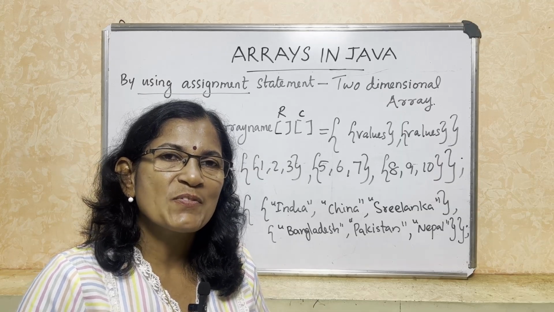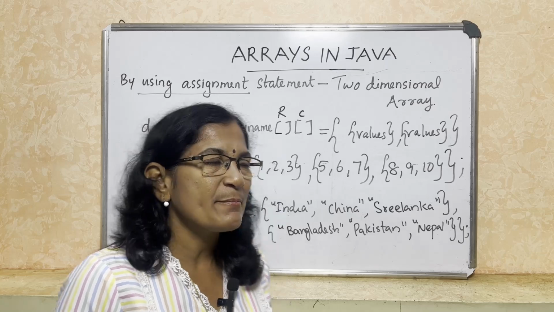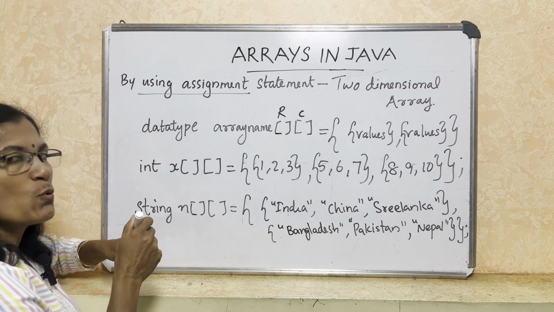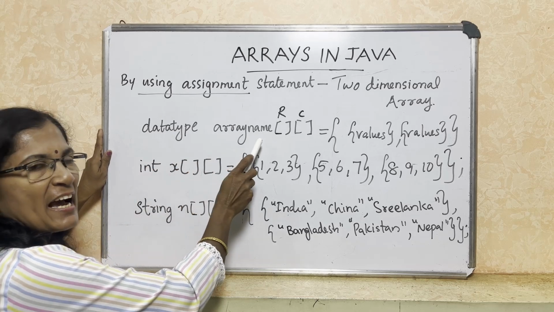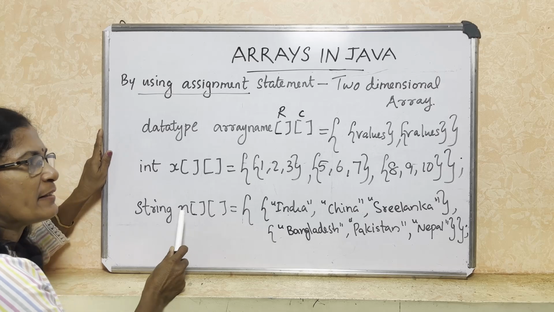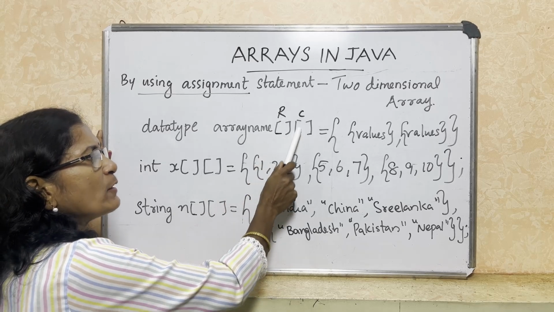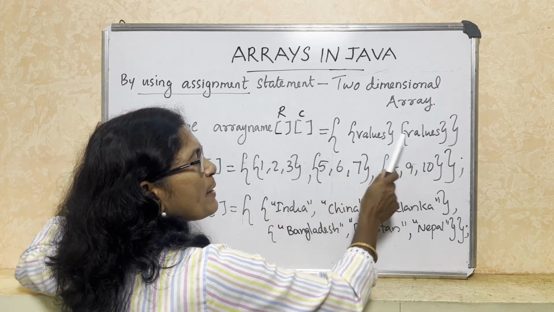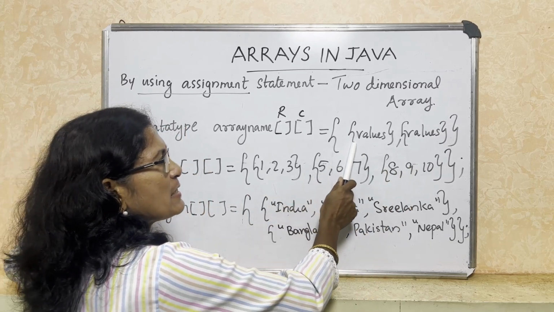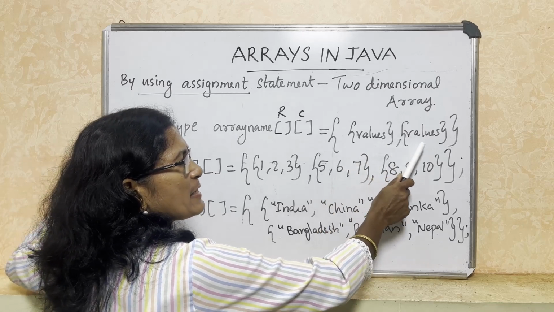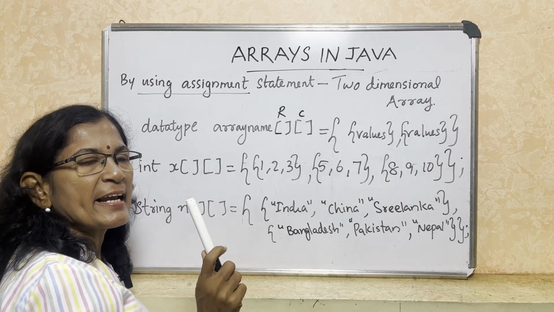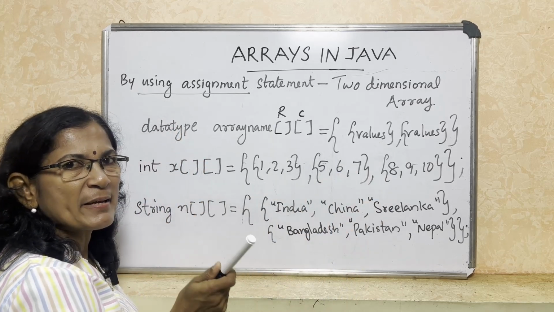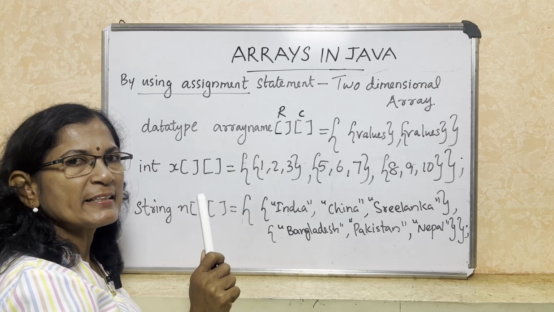Now let's look at the syntax for creating a two-dimensional array through an assignment statement. The syntax is data type, what kind of data you want to store in the array, followed with the array name, and 2 square brackets should be given to indicate that there are rows and columns in the array. It's a two-dimensional array. And the values for each row should be given in a separate group, in separate braces. Each group should be separated by a comma. And each group should contain the same number of values, as the number of values in a group determines the number of columns that should be there in the two-dimensional array.